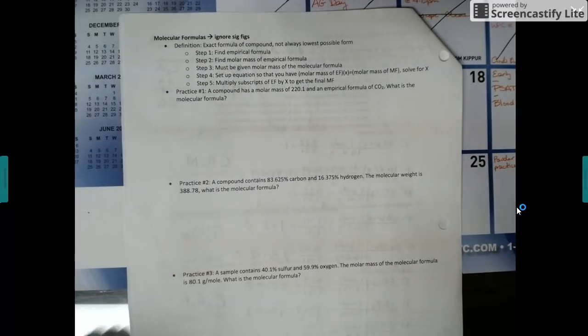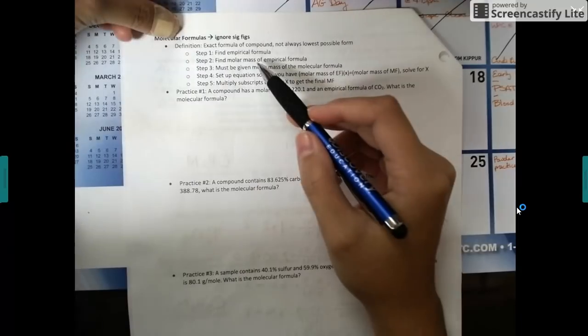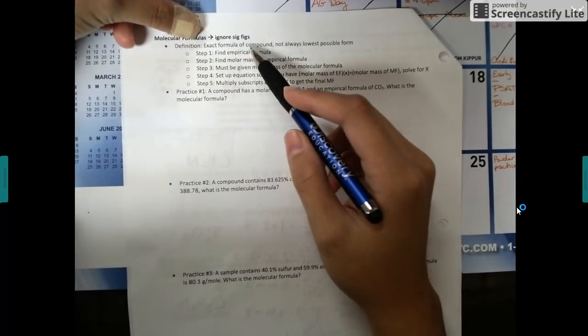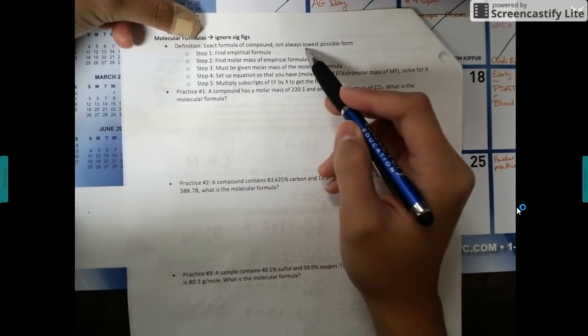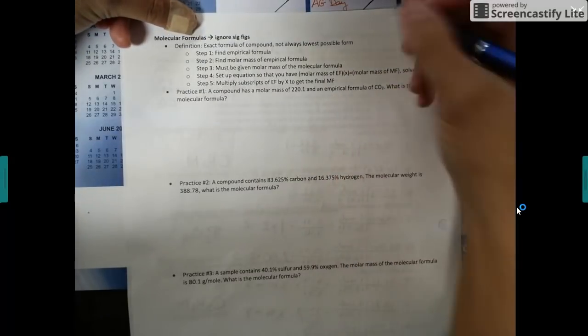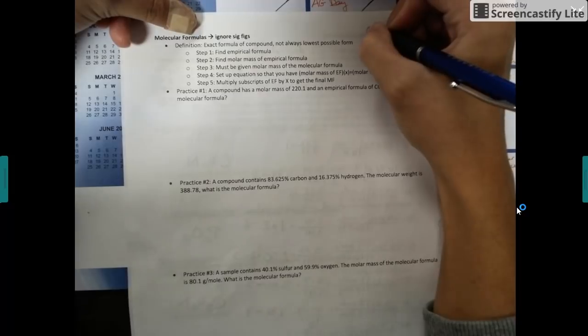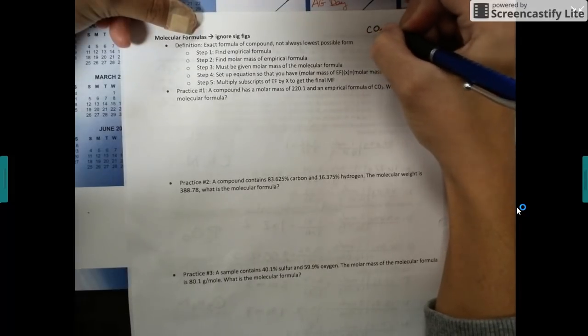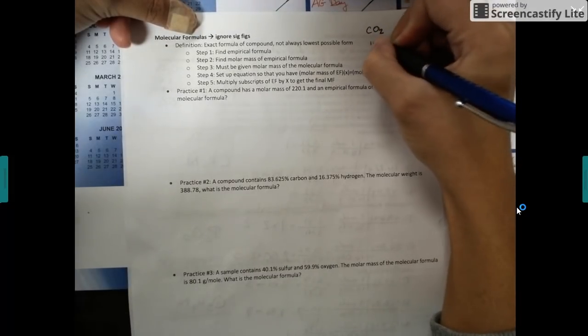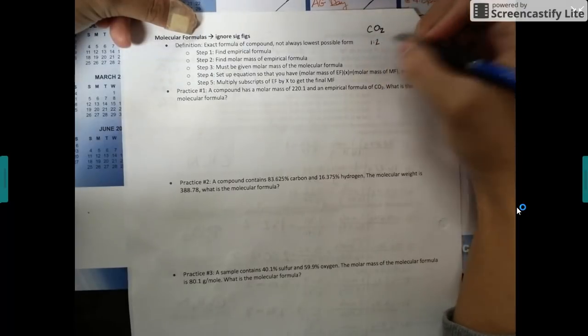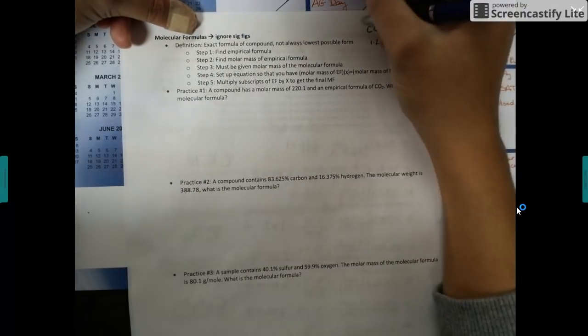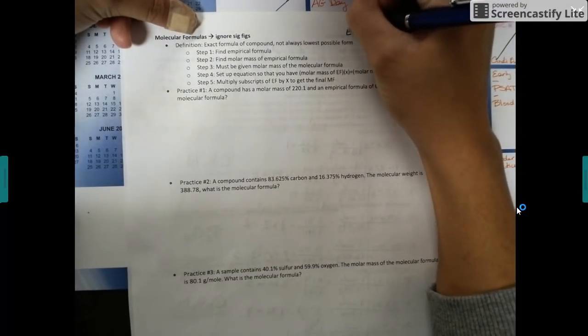So this video is going to show you the molecular formula part. We've learned the empirical formula. The definition here says the exact formula of a compound, not always the lowest possible form. So for example, I could have CO2. All right, that means that's a 1-to-2 ratio. Now, the 1-to-2 can't be reduced down anymore. So you can say that this is your empirical formula.